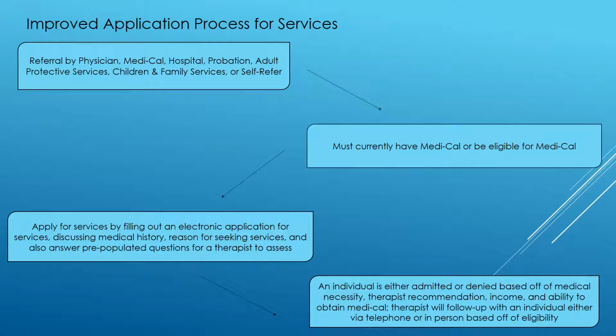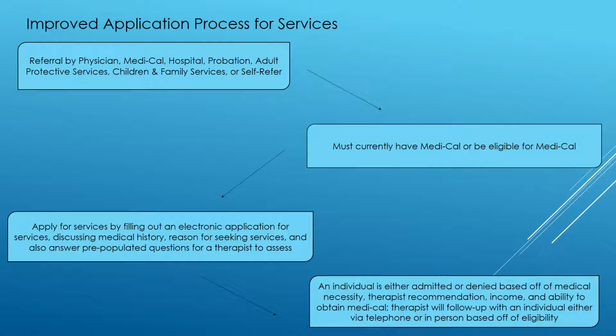Here's a flow chart of an improved business process. An application must first be referred by a physician, Medi-Cal, hospital, probation, adult protective services, children and family services, or self-referral. An individual must currently have Medi-Cal or be eligible for Medi-Cal. An individual must apply for services by filling out an electronic application for services, discussing medical history, reasons for seeking services, and also answer pre-populated questions for a therapist to assess.